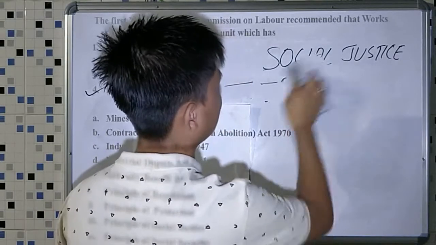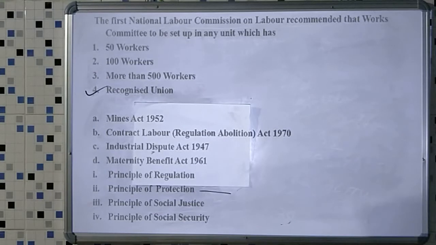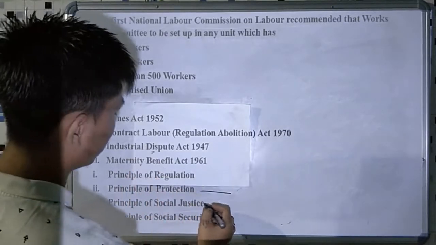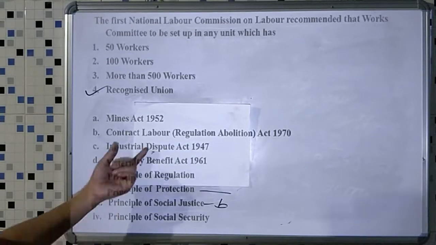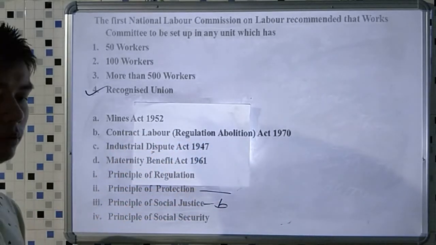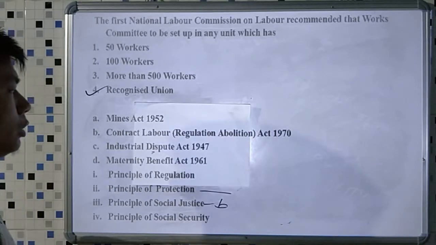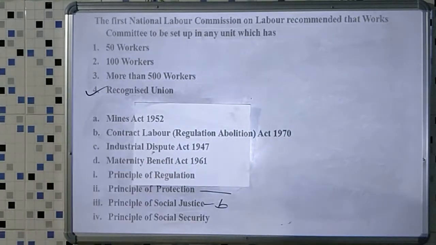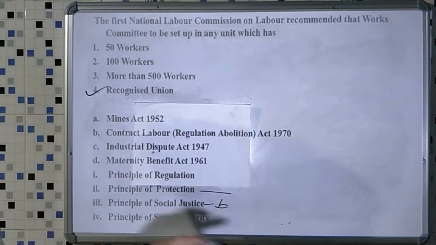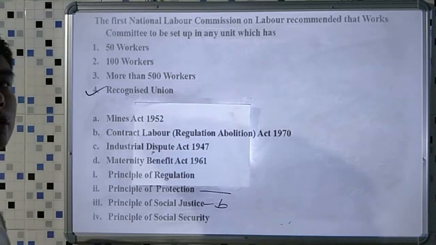So now where were we? Principle of social justice, right? And it will be contract labor. Why? Well, no working contract labor. Do they have proper facilities? No, they have not been given even good facilities. So this implements that contract labor should be abolished. So second, and third is industrial dispute.